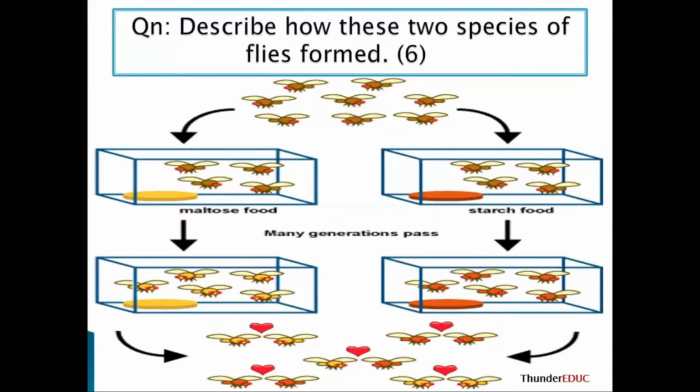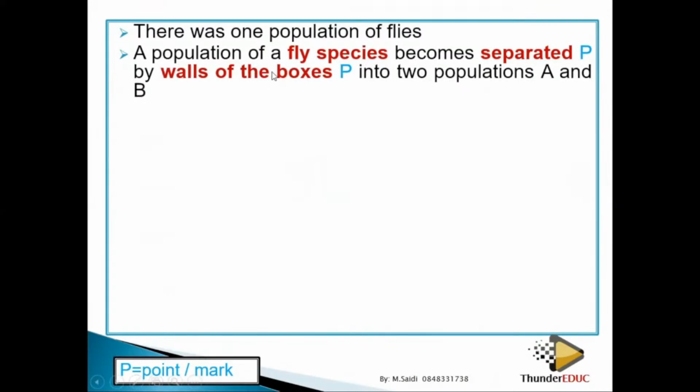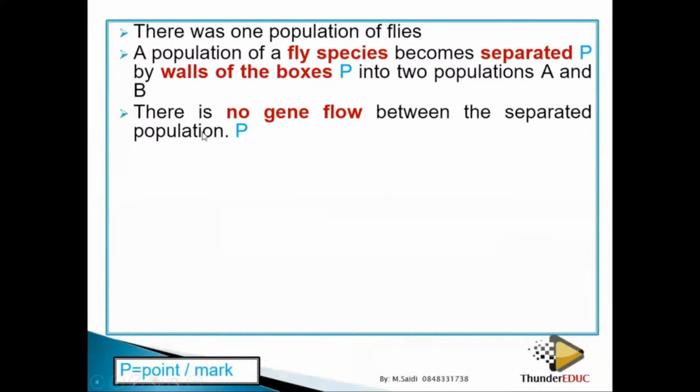You have to be keen. You have to look at which barrier, which kind of environmental condition, which kind of species have been given, and then how many have become new species. If you look at them, you'll find out that they are different species. This is different from this, and this is different from this, then it means that the two have become different species. There was one population of flies. The population of fly species became separated by the wall of the box into population A and B. Yes, we saw it. And then because there is no gene flow between the two populations separated, what happened?